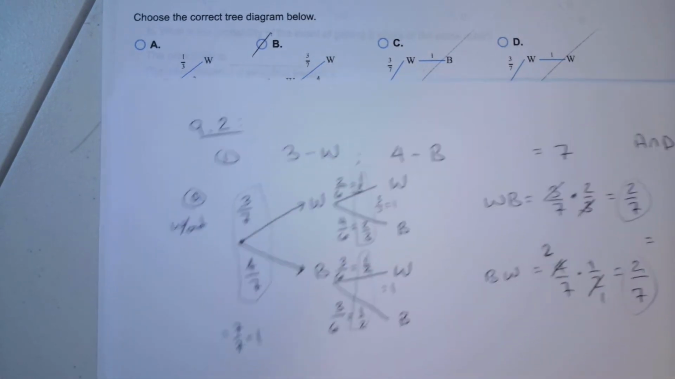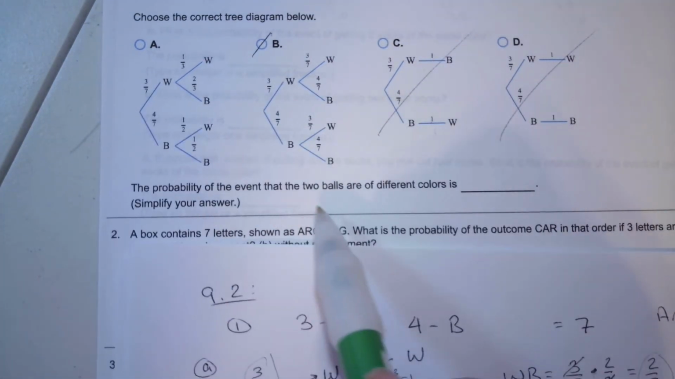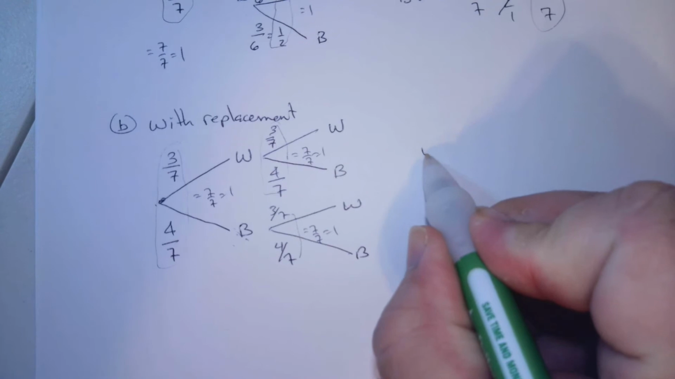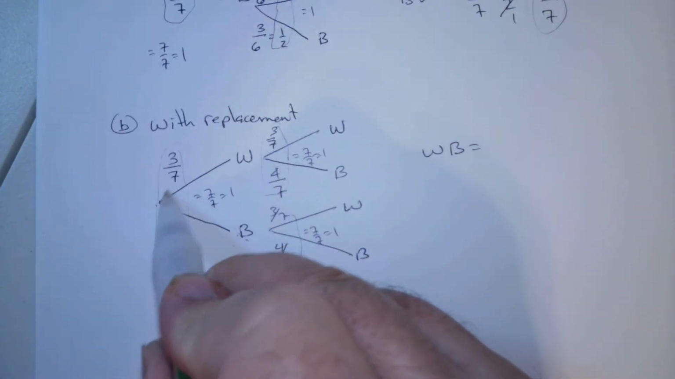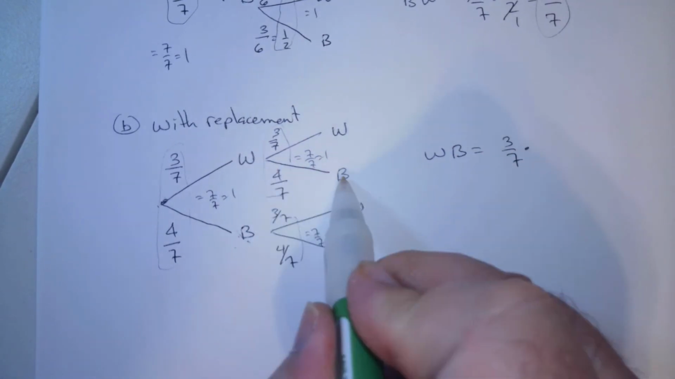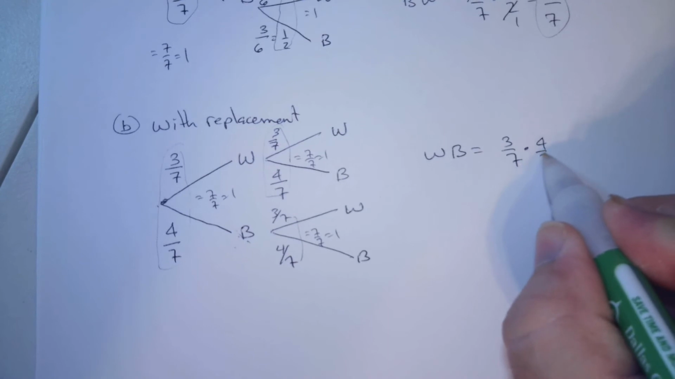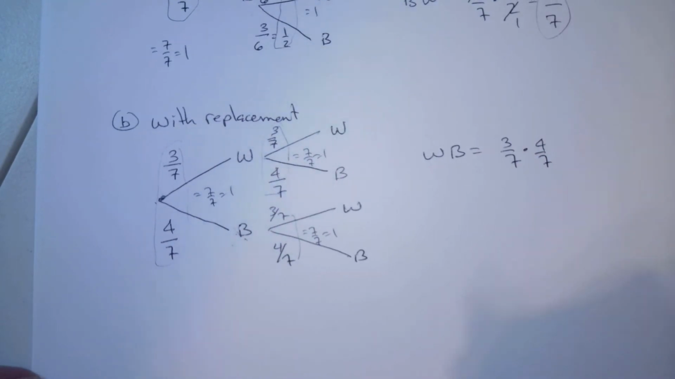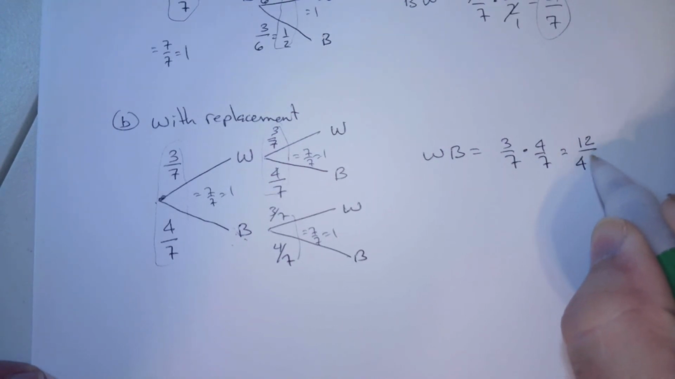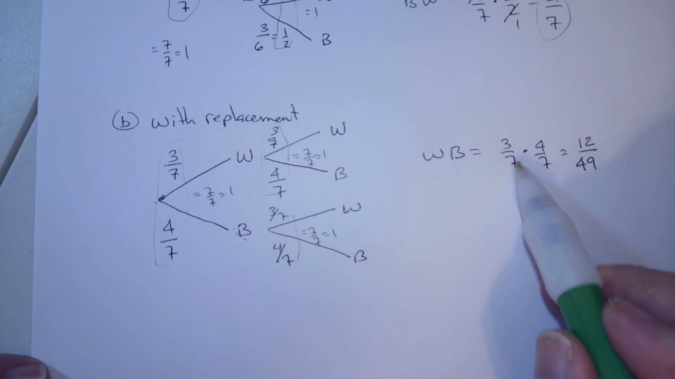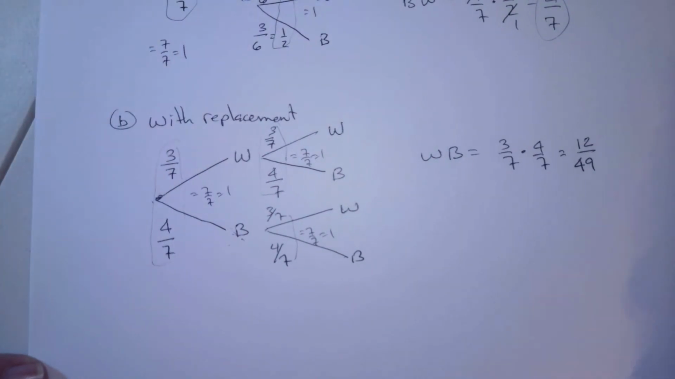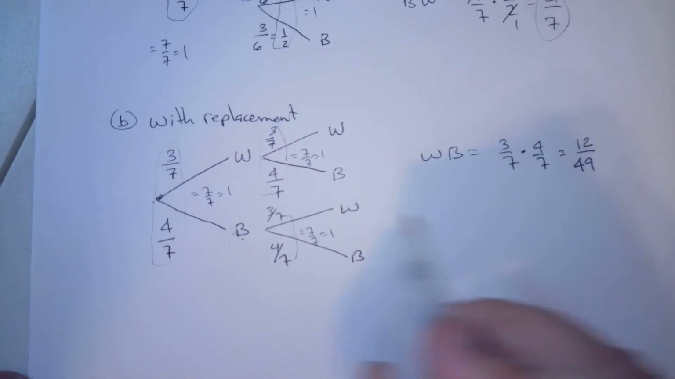Alright, so let's look at the probability because it wants the 2 balls to be a different color. So we can go white, black. The probability of the first one being white is 3 over 7, and the probability of the next one being black is 4 over 7. Nothing cancels, so we multiply. 12 over 49. Remember, when you multiply, you multiply top by top, bottom by bottom. So for this one, it's 12 over 49.